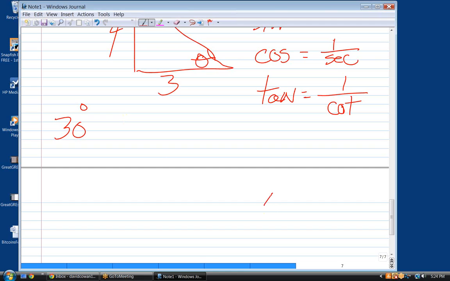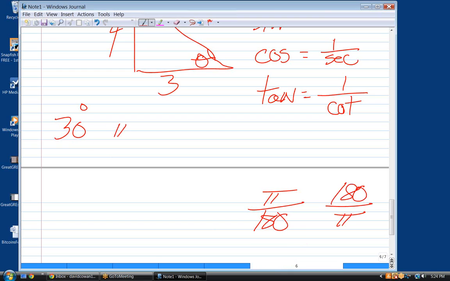Thought I had it written down. It's pi over 180 or 180 over pi. Which one is it to convert this? Pi over 180. Right. In other words, you want the degrees to disappear, and the degrees go with the 180. So the degrees would disappear. The pi has radians attached. So that becomes pi over 6.